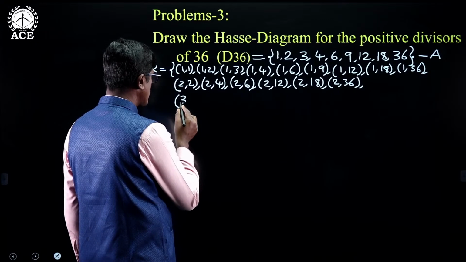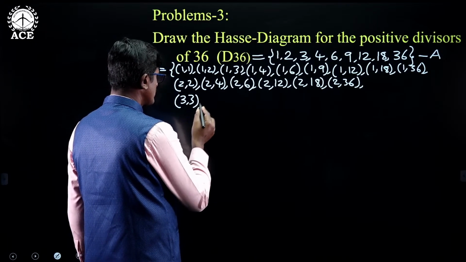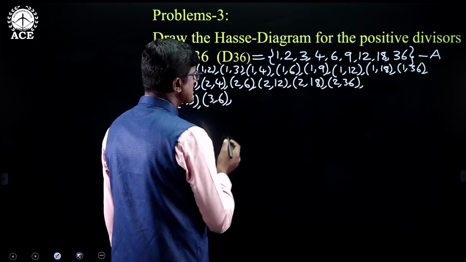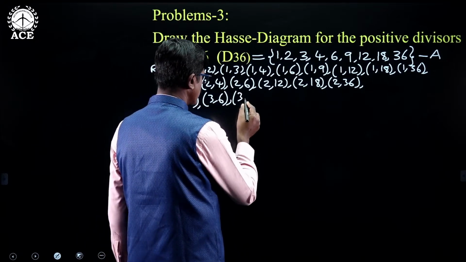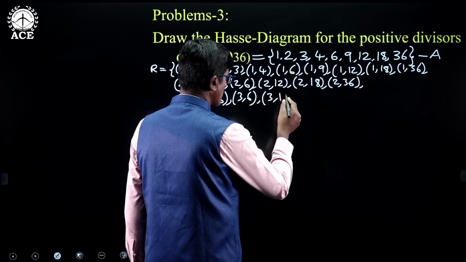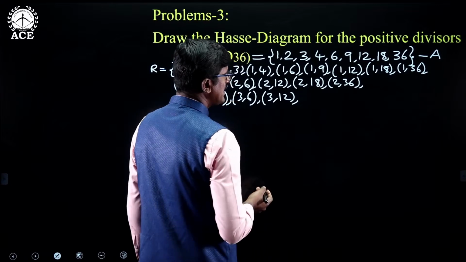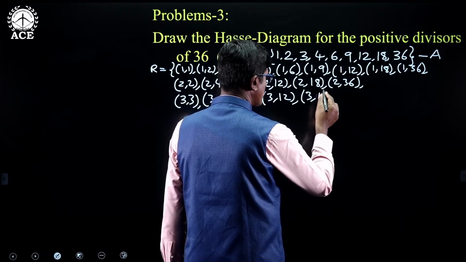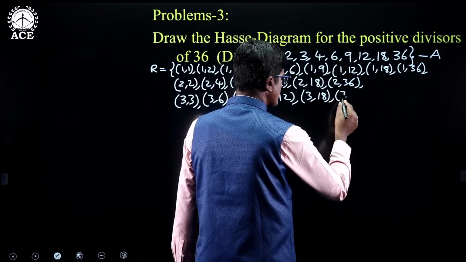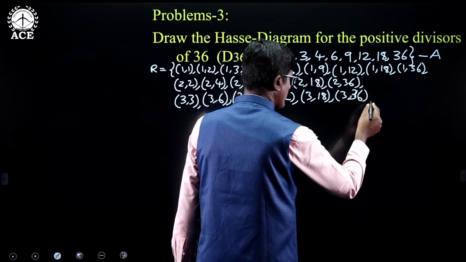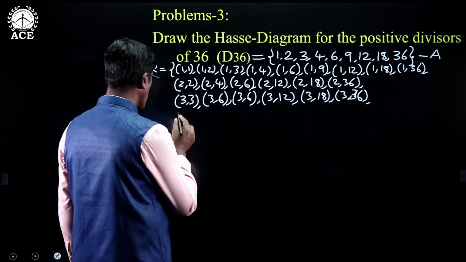Next element 3. 3 divides 3. 3 divides 6. 3 divides 9. 3 divides 12. Next 3 divides 18. 3 divides 36.